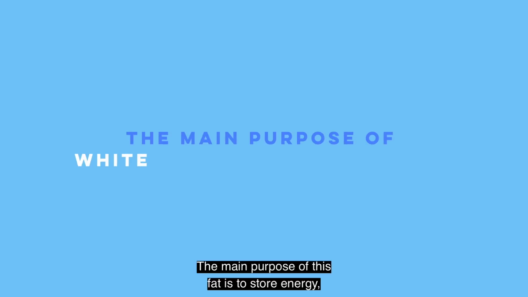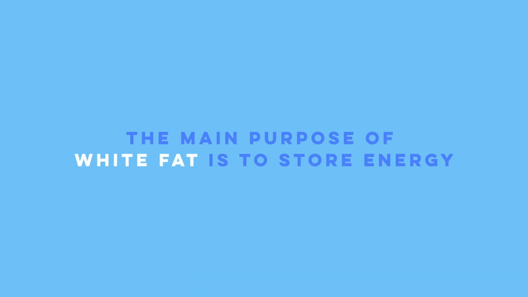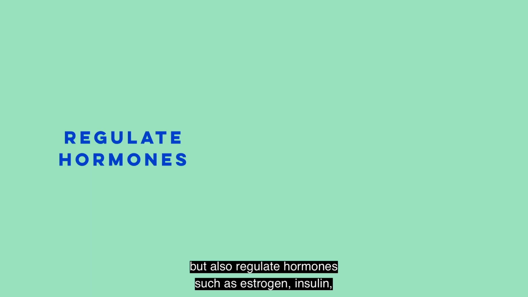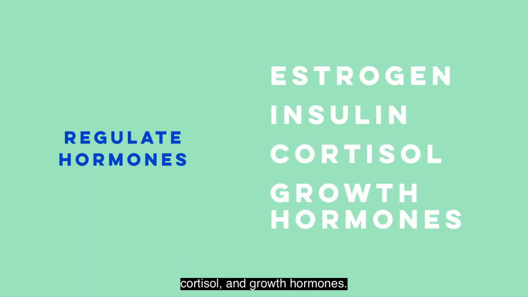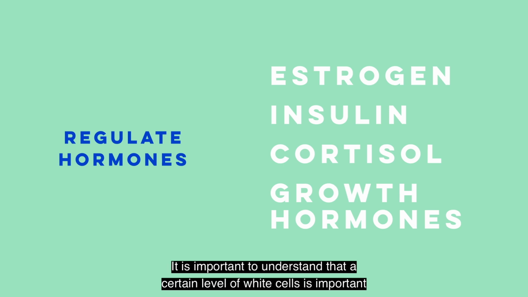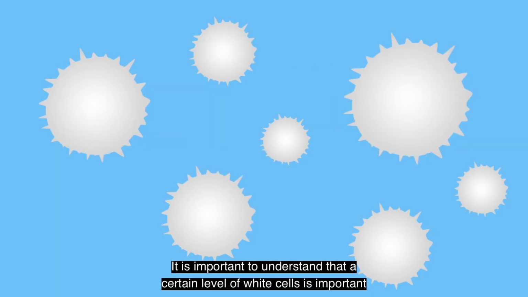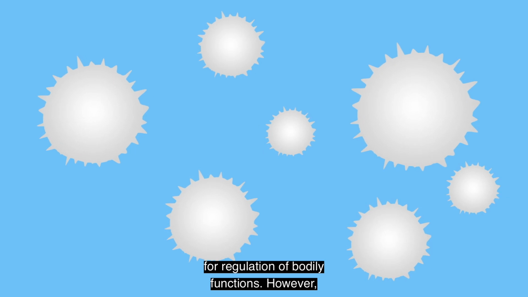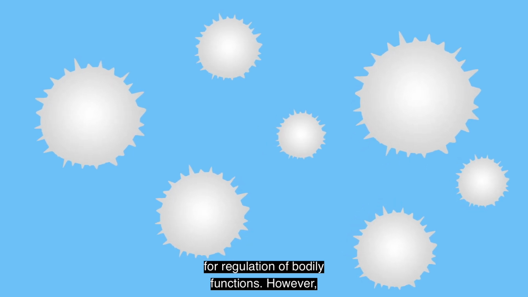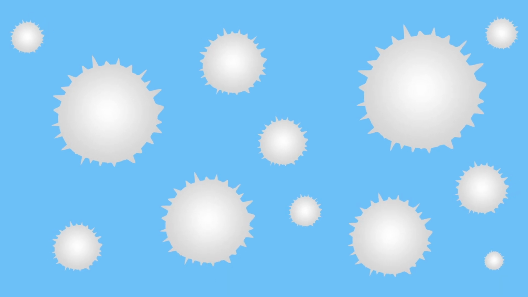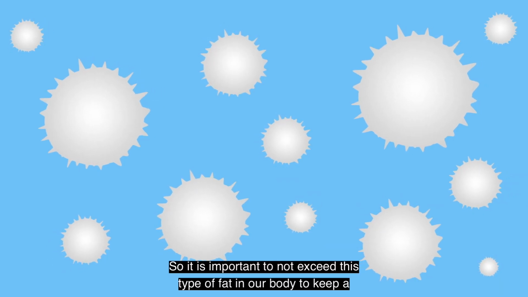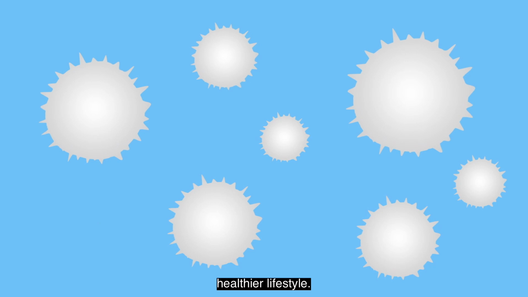The main purpose of this fat is to store energy, but also regulate hormones such as estrogen, insulin, cortisol, and growth hormones. It is important to understand that a certain level of white cells is important for regulation of bodily functions. However, too much can lead to life-threatening diseases. So it is important to not exceed this type of fat in our body to keep a healthier lifestyle.